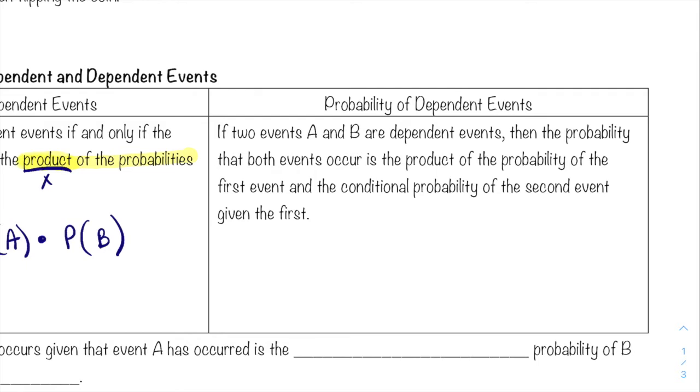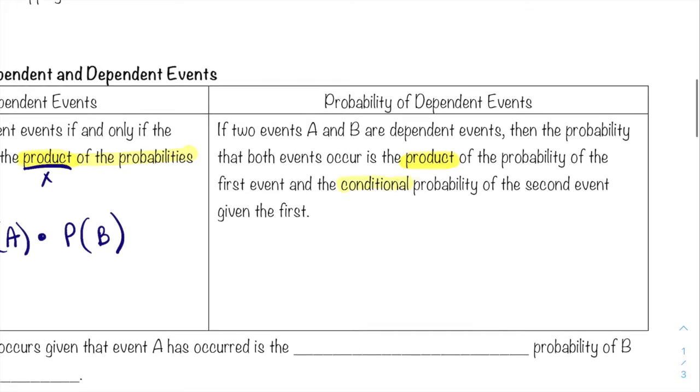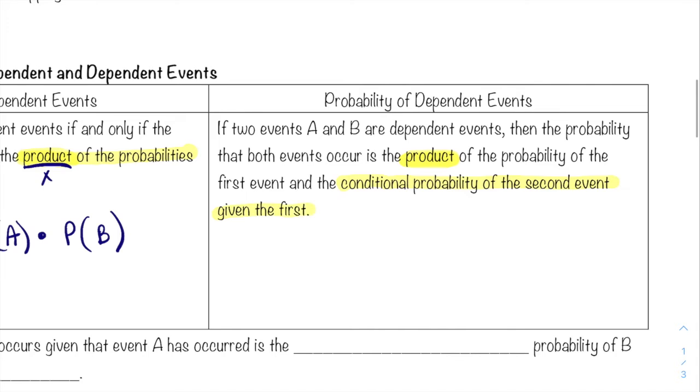The probability of dependent events is slightly more complicated because the probabilities change because one probability is dependent on the other. And so here, it's the same idea in that you are still going to find the product of those probabilities, but you have to understand that the probability of the first event is one thing, but then you have the conditional probability of the second event given the first. Because what happened in the first event changes the probability of the second, we have to take that into account.